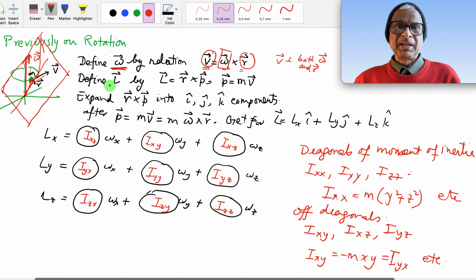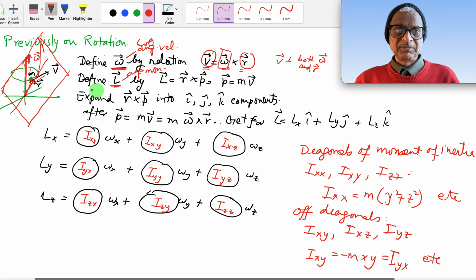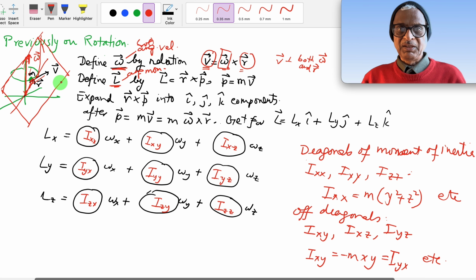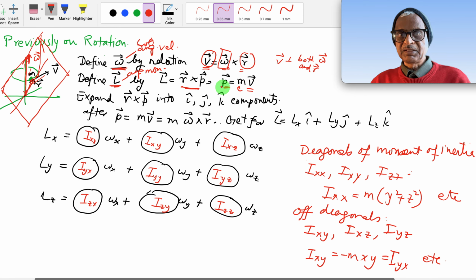Now we define angular momentum. So this is angular velocity, rotational velocity, and this is called angular momentum. For a particle of mass m, this is the fundamental definition: r and v. From the v you multiply by mass to get linear momentum, and you go to r cross p. Okay, this is a cross product.